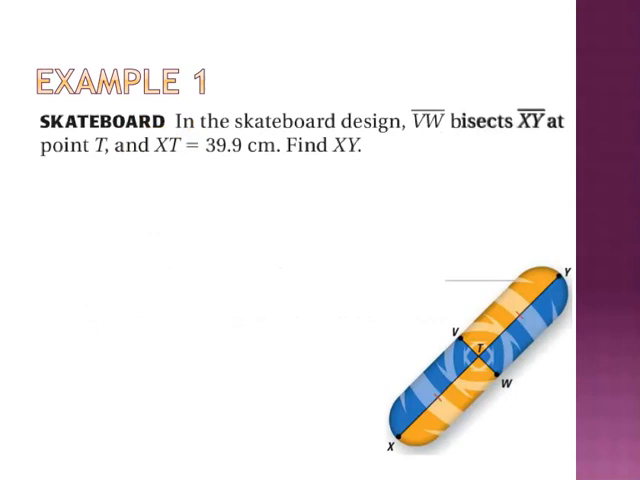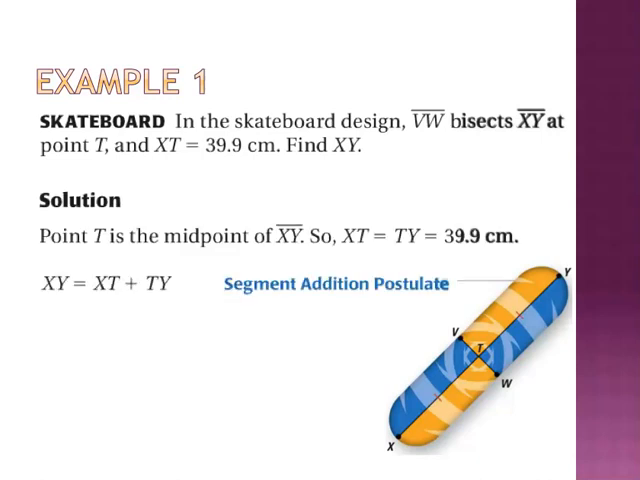In the skateboard design, VW bisects XY at point T and XT equals 39.9 centimeters. Find XY. Okay, since you know that VW bisects XY, that means that the point T, which is the point where it bisects XY, T is going to be the midpoint. Now if T is the midpoint, and you know that X to T is equal to 39.9, we can then find XY. So we would use the segment addition postulate, which we learned last time.